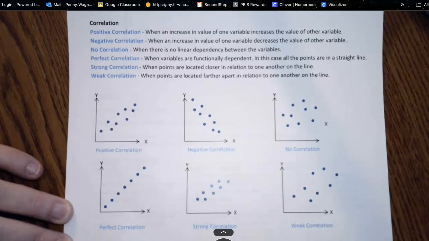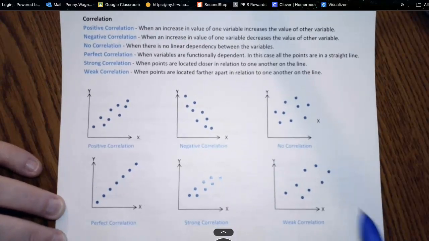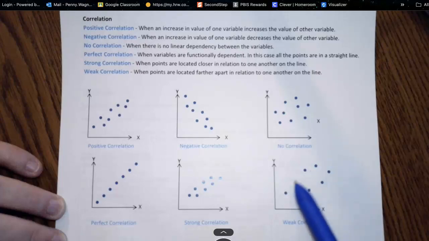And a weak one is when they're located further apart in relation to one another on the line. And so you can see on this one that this is a weak one because they're kind of spread out a little more. These, you can tell that they're fairly closely related. These are a little further spread apart. So that's called a weak correlation.